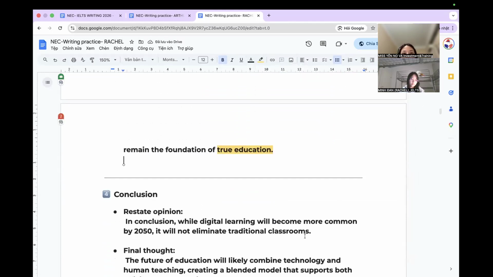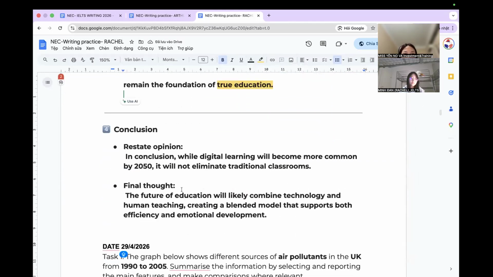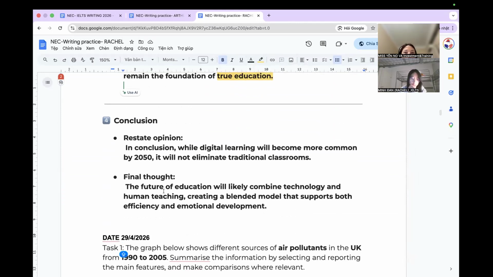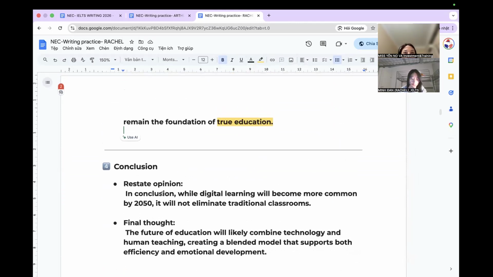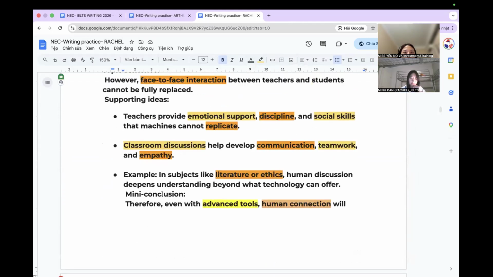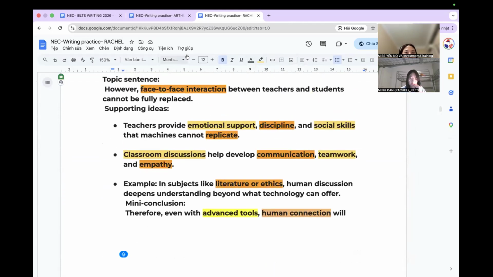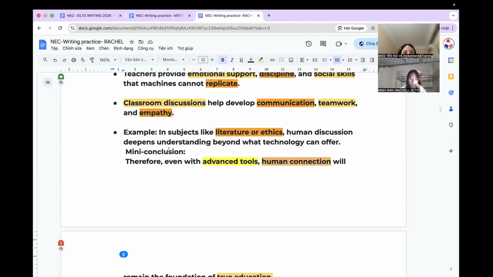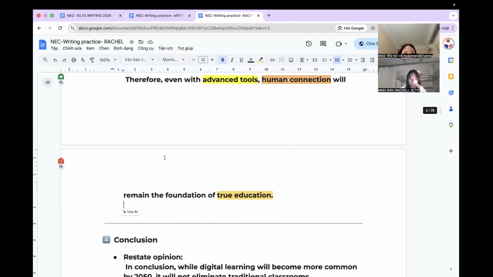Okay. And with the conclusion, you just need to restate the opinion and final thoughts for this topic. Okay. And that's for the writing. Now I will move on to the next exercise. And with the writing, the deadline will be next Friday. Things like that.